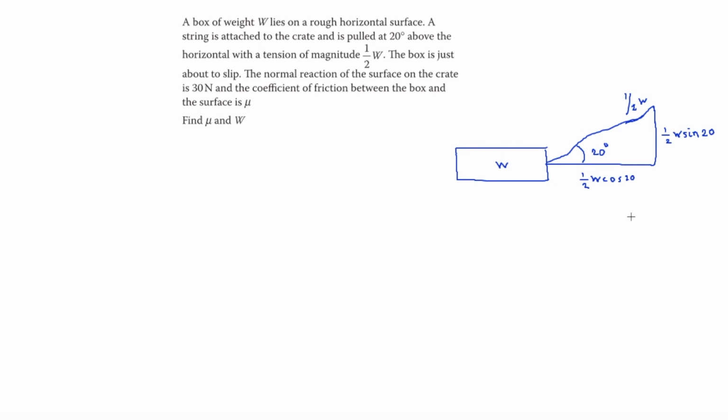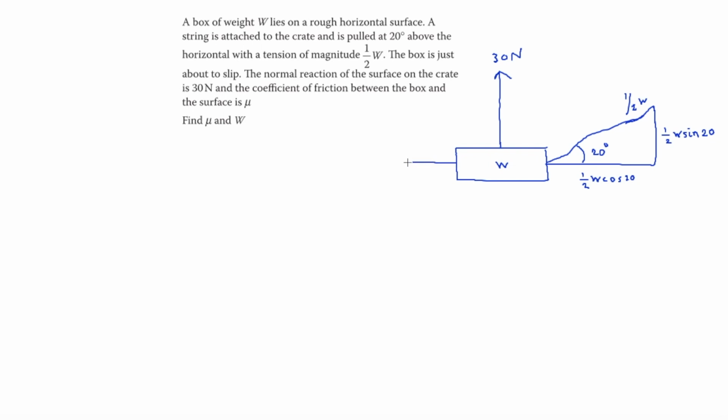So now we have that. What we need to do is look at the rest. Since the box is just about to slip, which means it's just about to move, the normal reaction of the surface on the crate is 30 newtons. So the normal reaction is coming up here. That is 30 newtons. And the coefficient of friction between the box and the surface is mu.